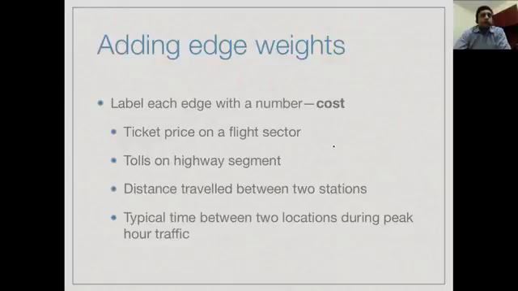toll that one has to pay on a particular segment of road. Or if we have a railway network, it might represent the distance between two stations. Or on a simple traffic road map of a city, it might represent how much time one might expect to take between two intersections at busy times.